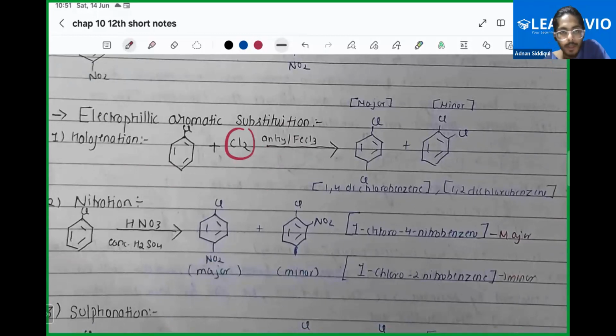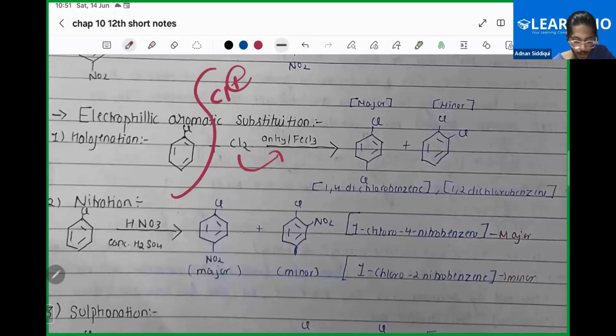What we are doing is giving it very extreme conditions, like converting it into a very poor person. We are converting it into Cl positive. Now it will try to do anything. It will beg, it will try to steal, right? It will try to gain electrons. So after converting into Cl positive, it will attack at the para and ortho positions and give us products.